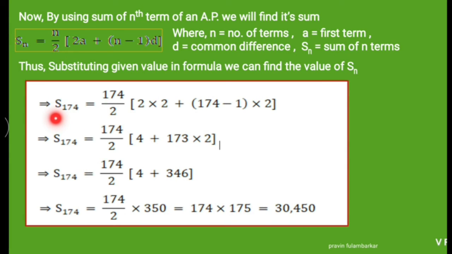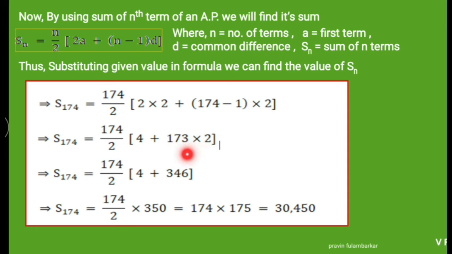So S174 we have to find. So we replace this n in numerator as 174 upon 2 is equal to this 2 into a, that is 2 into 2, because value of a is 2. We replace this n by 174 minus 1 as it is into value of d, which is common difference, which is 2. So calculate this. 2 into 2 we get 4. 174 minus 1 we get 173, and these 2 as it is.